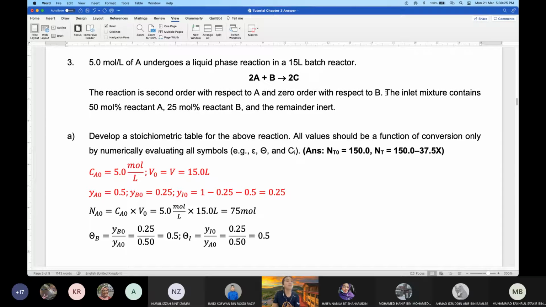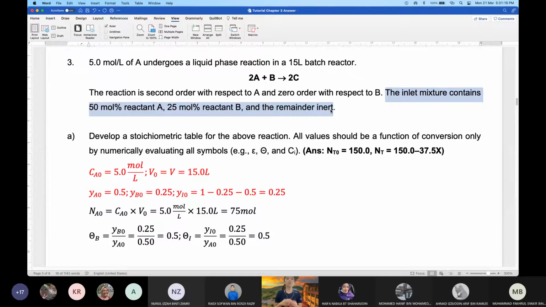Okay, next dia kata inlet mixture contains 50 mole percent reactant A, 25 mole percent reactant B and the remainder inert. Okay, so dia kata asalnya sebelum tindak balas berlaku, before the reaction occurs, in my system, in my reactor, dalam batch reactor tu, I have actually 3 compound. Okay, 2 is my reactant, A and B, and I have the third one which is an inert, which I don't know what lah, tapi dia kata dia inert. So, these 3 compounds initially, dia ada dia punya percentage, right, in terms of mole. Okay, so in terms of mole percentage dia, we have 50 mole percent A, 25 mole percent B, then naturally inert pun 25% lah because total must be 100%, right? So, A 50, B 25, inert 25 mole percent.